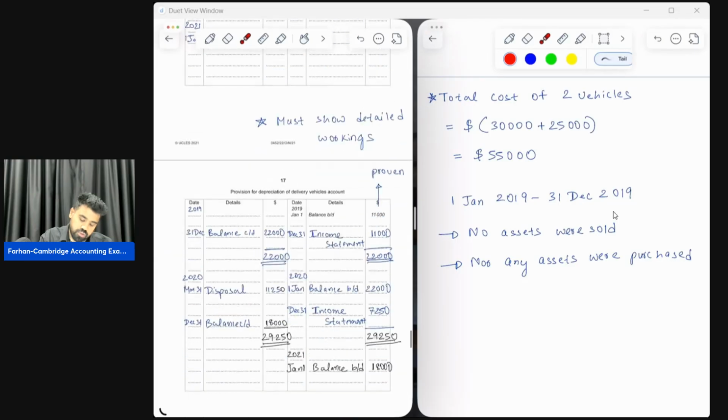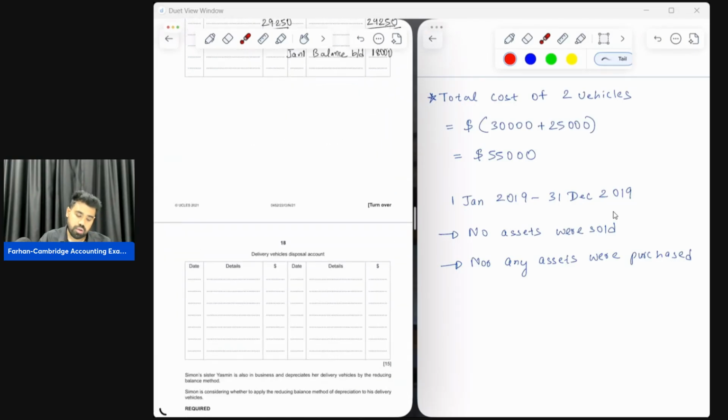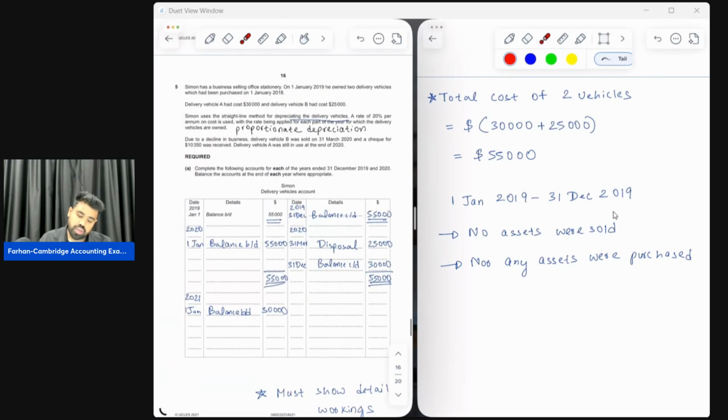Now, the requirement in the first part of this question is to complete the 3 accounts of delivery vehicles, the provision for depreciation, and lastly, the disposal account. Before we can do that, we also need to ensure that our workings are as detailed as possible for full marks, and also error-free. So if I can have your attention on the right-hand side where we have all the workings, we'll start by preparing the asset at cost account, which is the delivery vehicles ledger account itself.